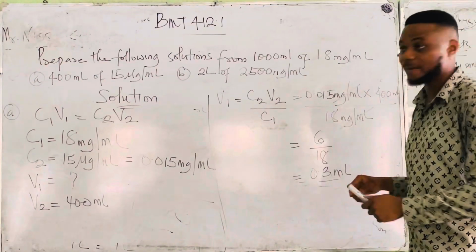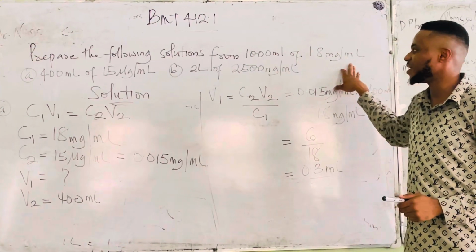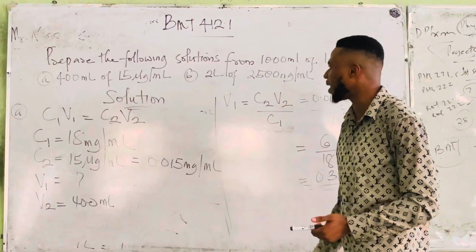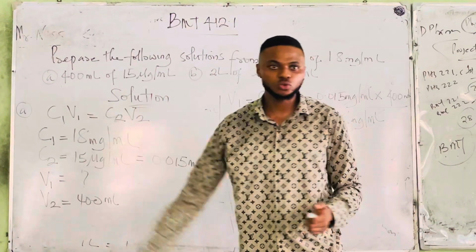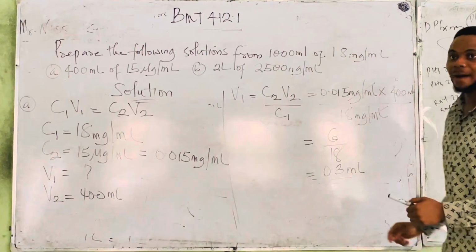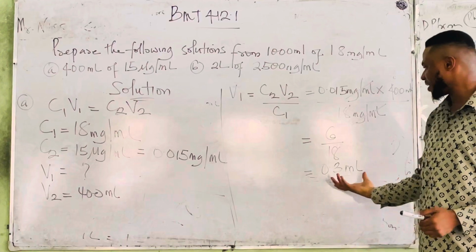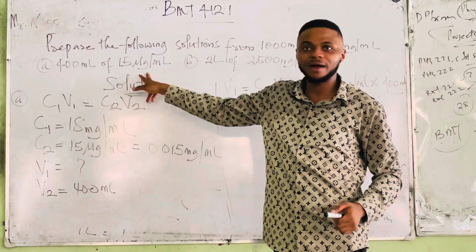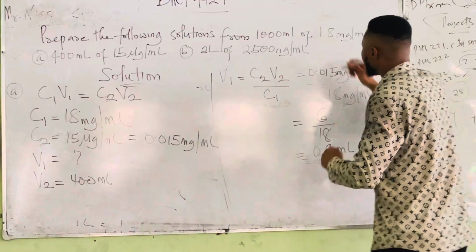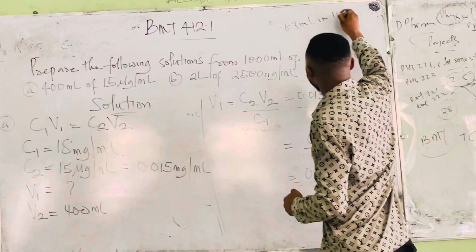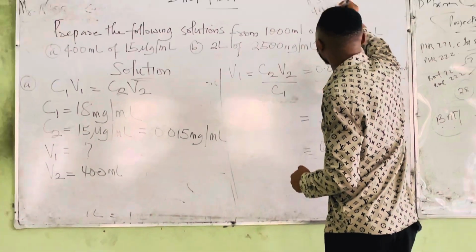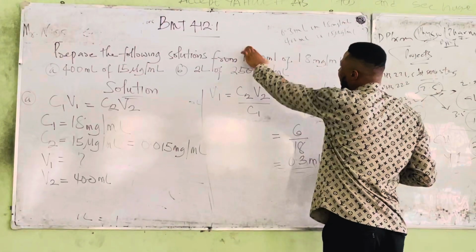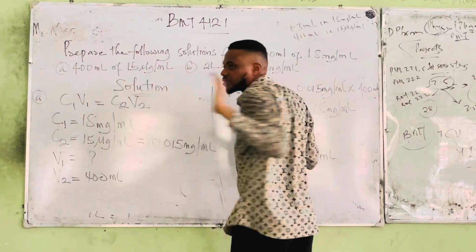Why was 1000 mils not V1? Because if you make 1000 mil to be V1, what exactly are you looking for? You're not looking for anything, because in this case C1 is given, C2 is given, V1, V2. It means that every 0.3 mil in this 1000 mil is, in effect, 15 micrograms per mil. So you're saying that 0.3 mil of the 18 milligrams per mil solution gives 400 mil of 15 micrograms per mil. If you get 0.3 mil of this, you're getting 400 mil of this. That's what it means.